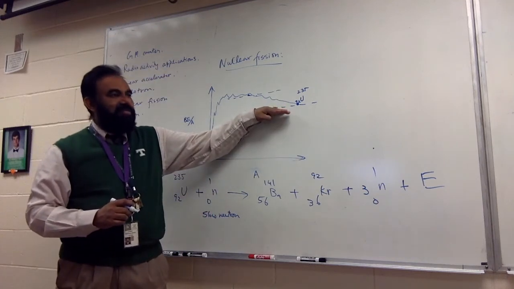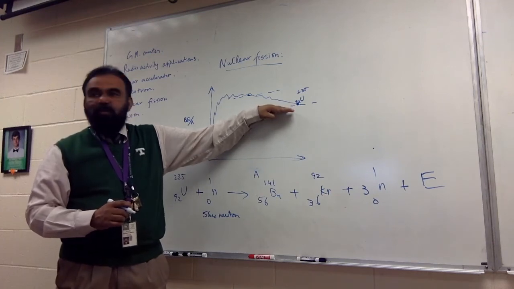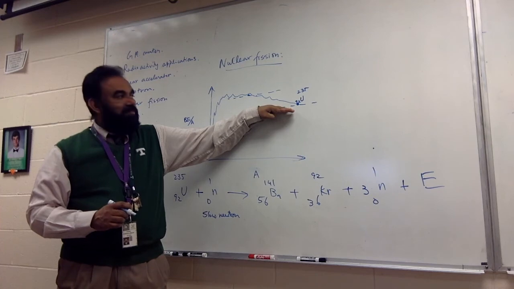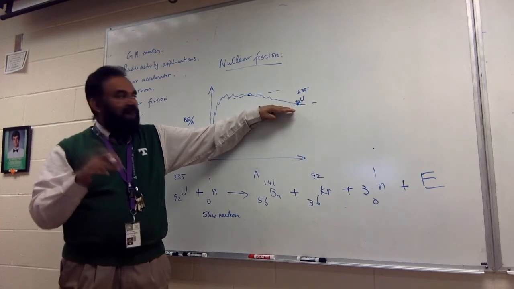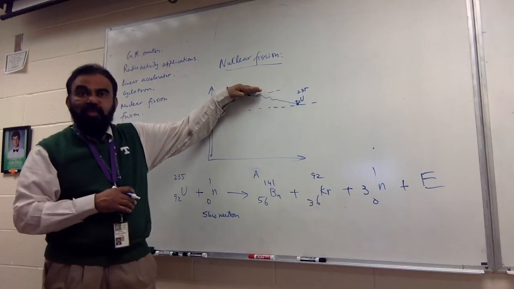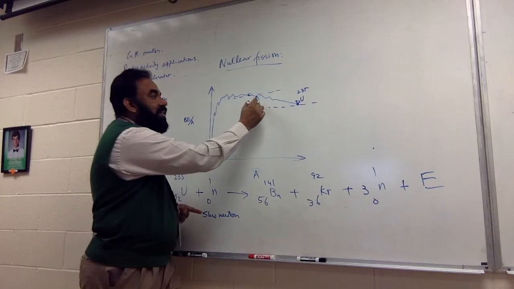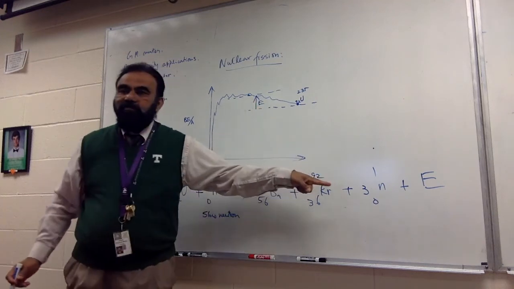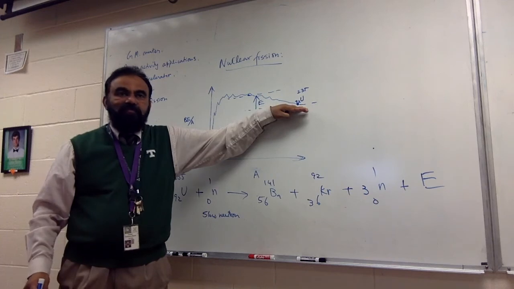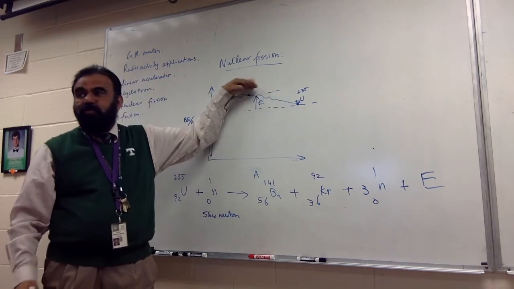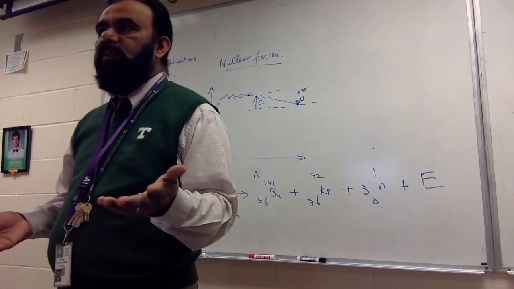We were struggling. See this one over here? This one is less stable. After breakup, it becomes more stable. That means this much energy is given out. And that is the energy of fission. Make sense? This one is less stable. This one is more stable. So when anything becomes more stable, it has to give energy out, right?